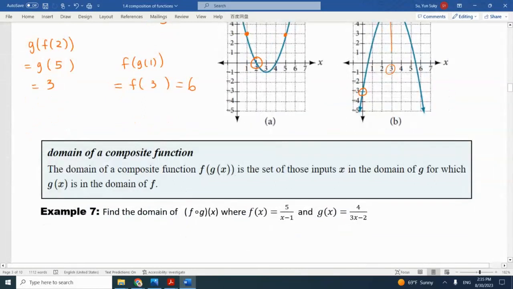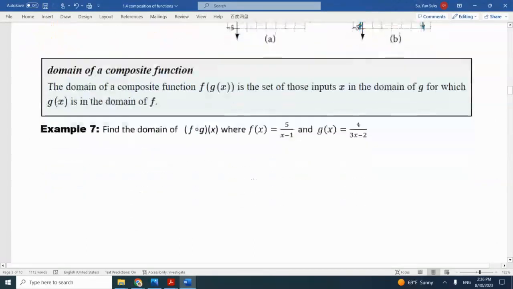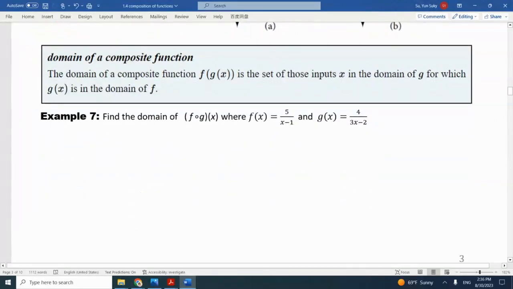Okay, the domain of a composite function. The domain is the set of those input x in the domain of g for which g of x is in the domain of f. It looks complicated, but it's okay. I would say just figure out what the composite function is, and then remember our rule for domain. You look at square roots and you look at fractions.